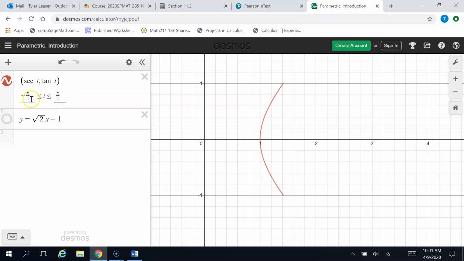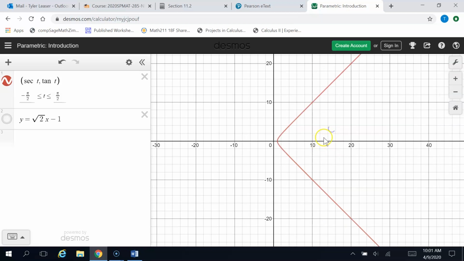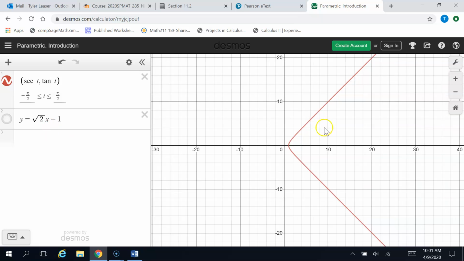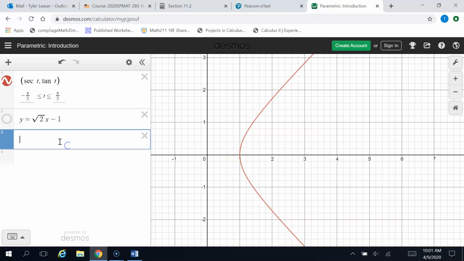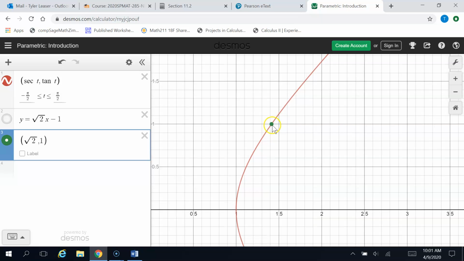So remember we were graphing from negative pi over 4, was it? Nope, these are supposed to be negative pi over 2. Sorry, I should have looked a little bit closer. So we were graphing from negative pi over 2 to positive pi over 2. So this is what our parametric curve looks like here. Okay. But we wanted to find the tangent to that curve at the point root 2, 1. So the point root, oh, can I graph just a point? Let's see if that works. So if I do square root 2, comma 1, oh, it does graph a point. That's so cute. So there's the point square root 2, 1 on our function.